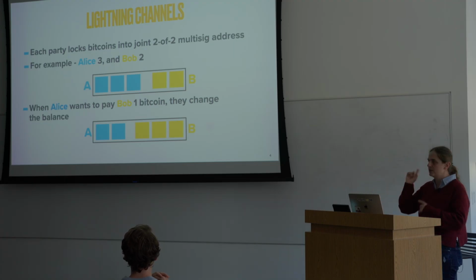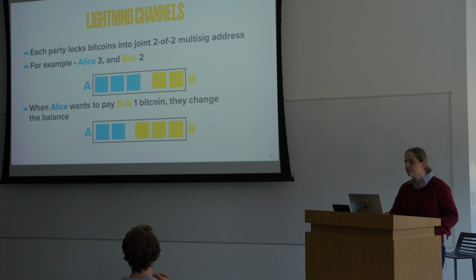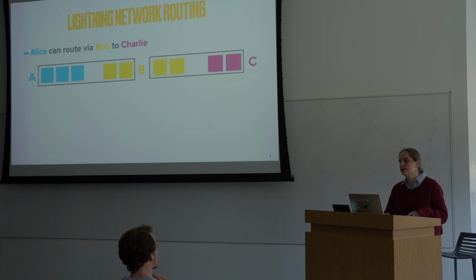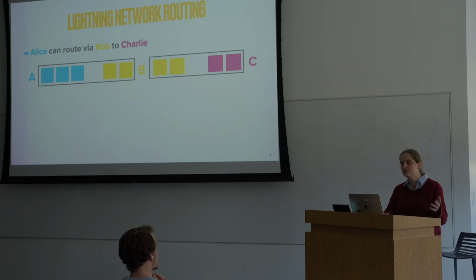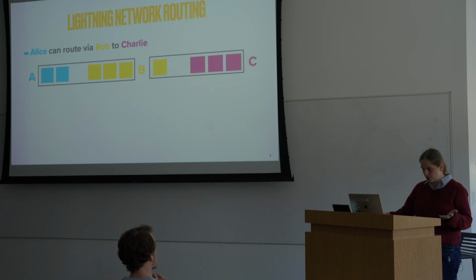But there's no limit to this. They can send money back and forth. And more relevant to us is the fact that we can also use this to pay from A to C, from Alice to Charlie, even if they don't have a channel between them. So Alice will send 1 Bitcoin to Bob, Bob sends 1 Bitcoin to Charlie.